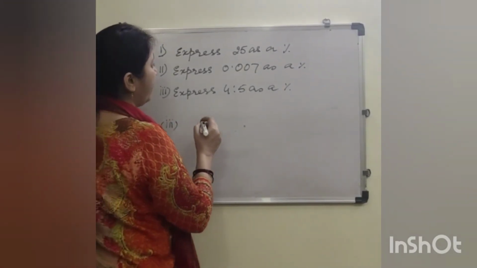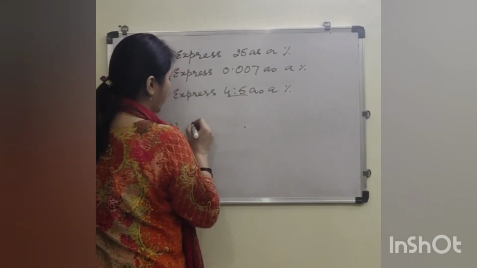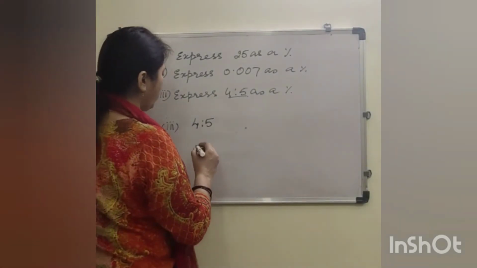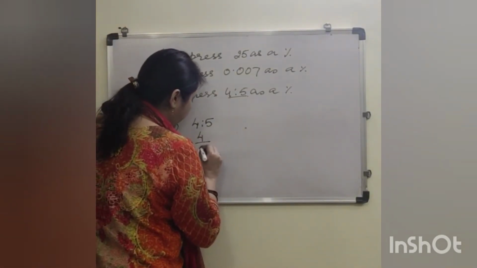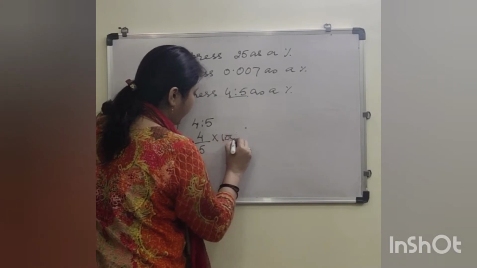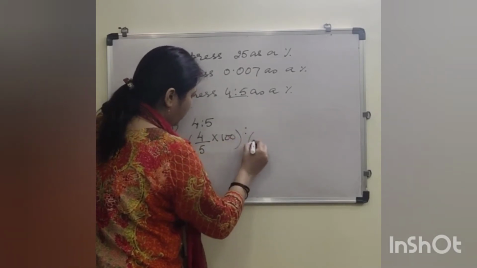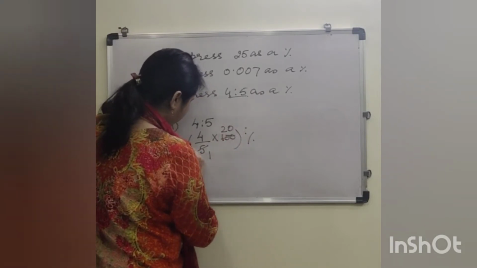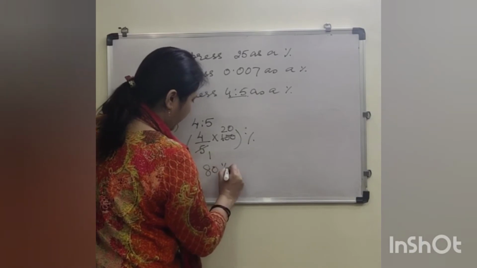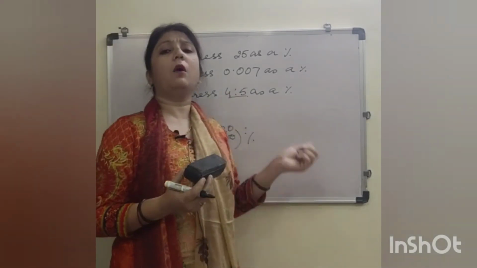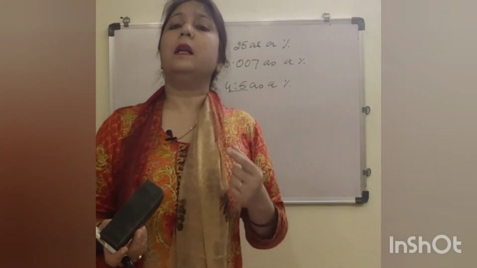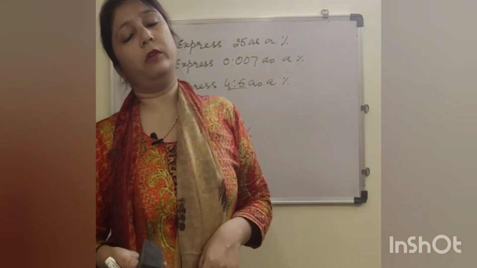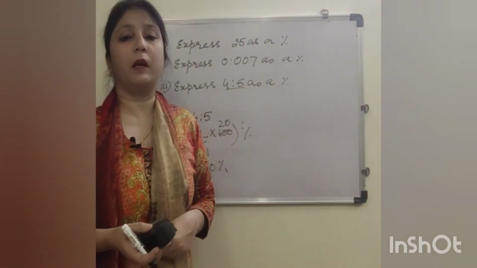Third case, when we are given a ratio 4:5, we have to express it as a percentage. What will we do? We write it in this form, multiplied by 100%. Now can you simplify? 5 ones are 5, 5 twenties are 100, so 20. How much is it, beta? It has become 80%. So now you have seen how to convert a natural number, a decimal number, a given ratio into percentage. Now the reverse process comes.